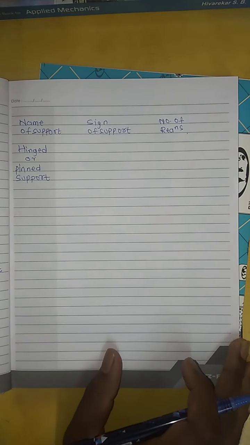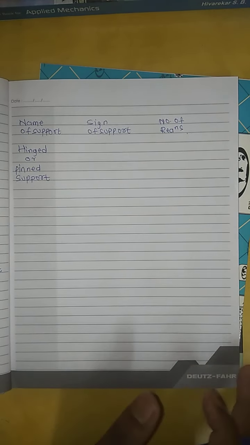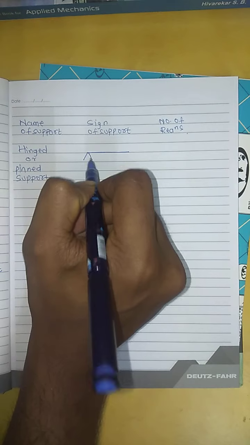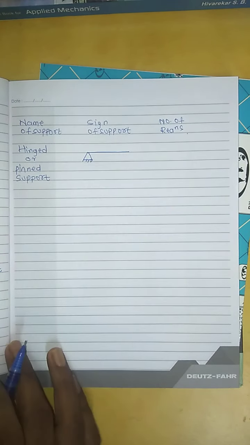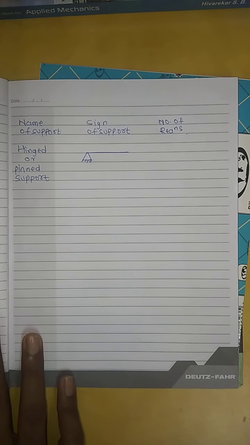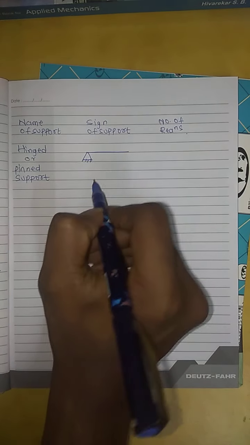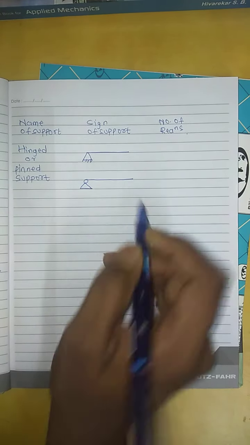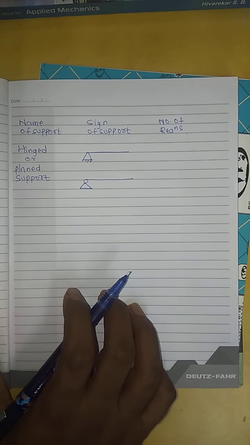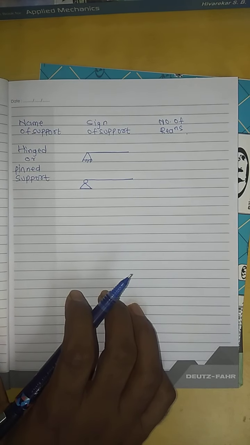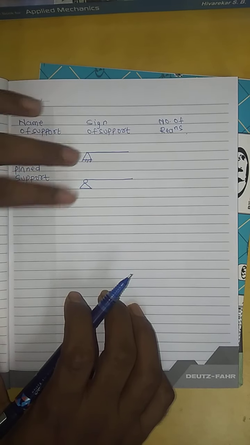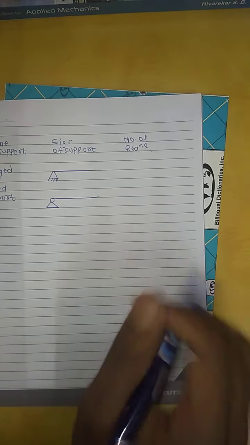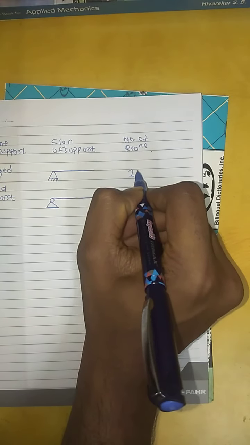How can we show this? Again, here we can show this support in two ways. First one, suppose this is your beam and simply a triangle. So this is one way you can show, or there is another way. This way also we show the hinge or pinned support. Okay, these are the two representations. Now the next question is how many reactions? So there will be two reactions.